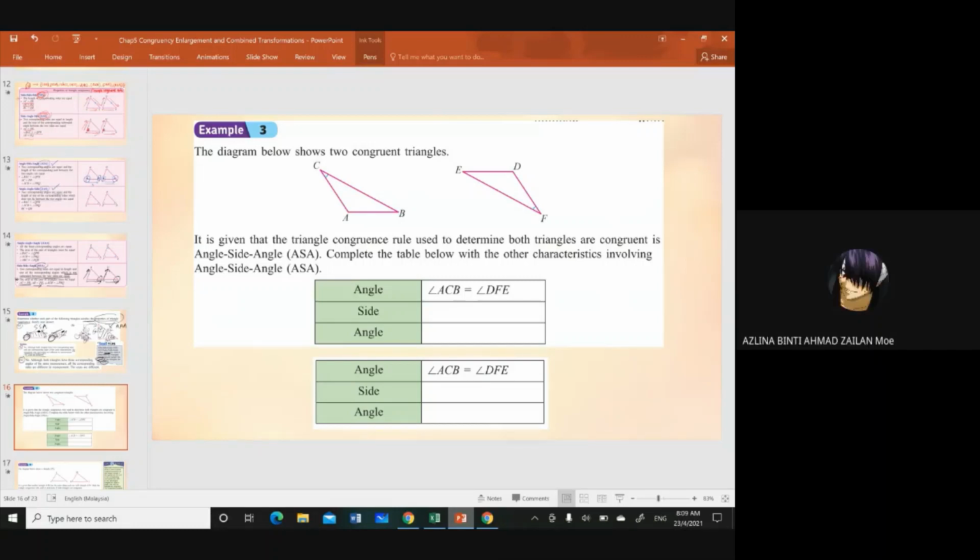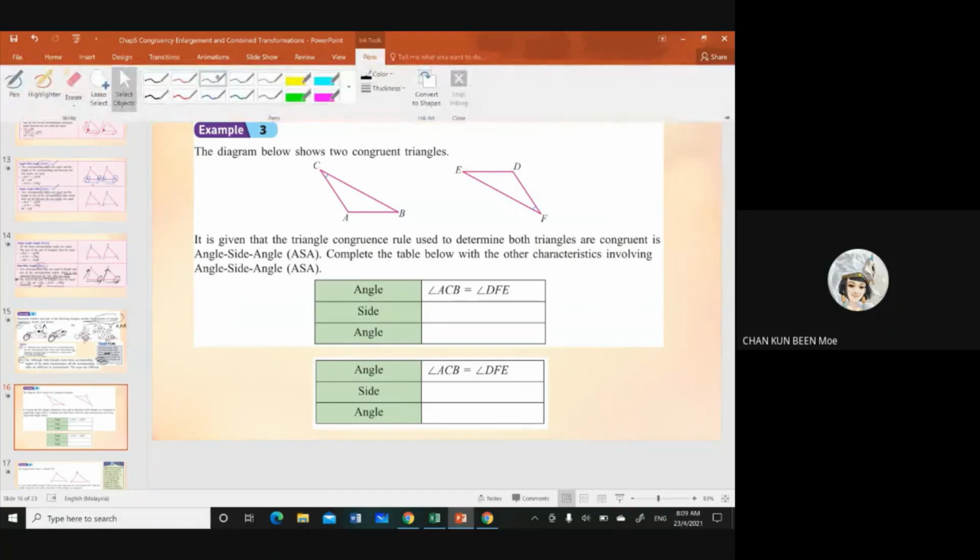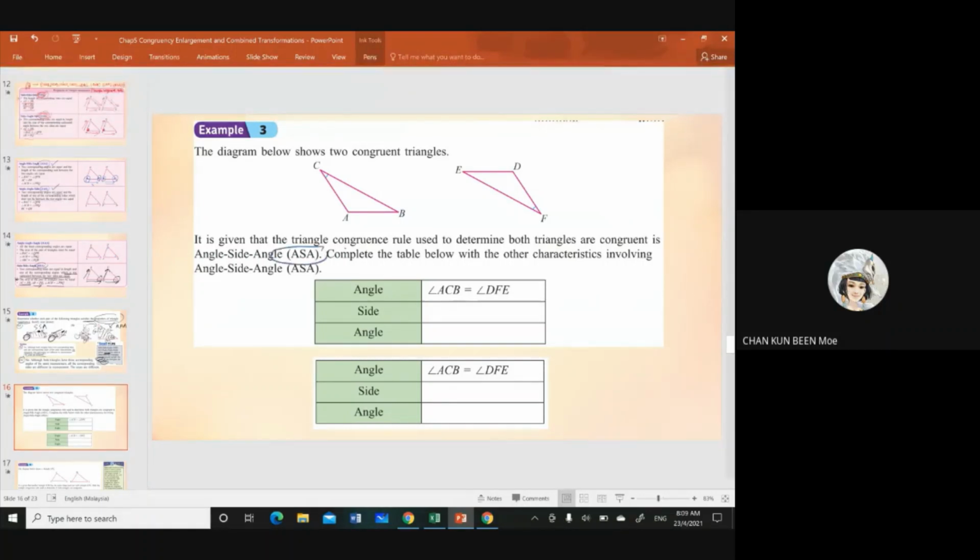The diagram below shows two congruent triangles. It is given that the triangle congruence rule used to determine both triangles are congruent is angle side angle. Complete the table below with the other characteristics involving angle side angle. Okay, thank you. So you look at these two congruent triangles over here. We need to find out the angle that is using side angle. Okay, this one. So they ask you to complete the table below with the other characteristics involving angle side angle.